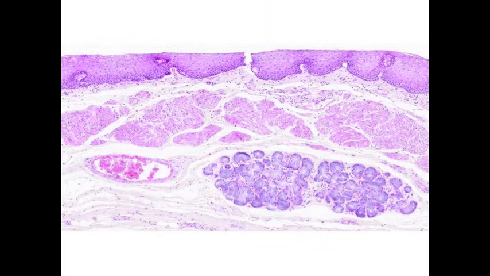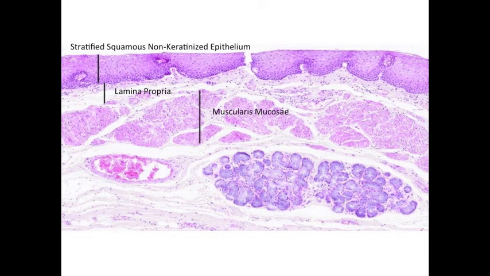A closer look at the esophageal mucosa shows a stratified squamous non-keratinized epithelium. The lamina propria contains cardiac glands in the distal esophagus. The muscularis mucosae varies in thickness down the length of the esophagus and is composed of a single layer of longitudinal smooth muscle. Esophageal glands proper are located in the submucosa throughout the length of the esophagus.